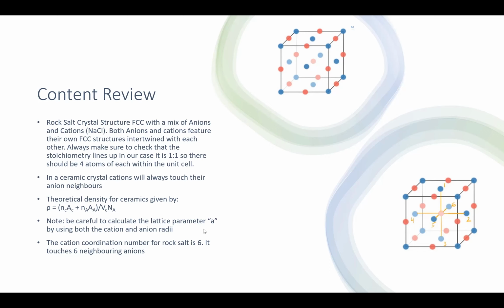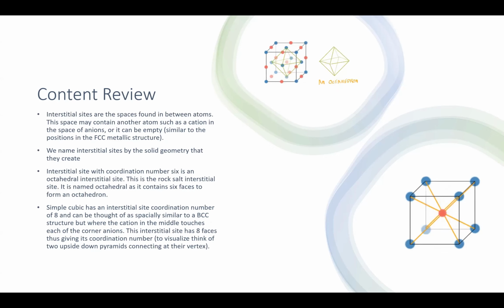So it's just the distribution of anions and cations. We just have to be careful to calculate the lattice parameter a by using both the cation and anion radii. And then the cation coordination number for rock salt is 6, as it touches 6 neighboring anions. That's shown in this corner here. So 1 anion to 6 cations, or 1 cation to 6 anions. Interstitial sites are spaces found in between atoms. So that's these gaps here. The space may contain another atom.